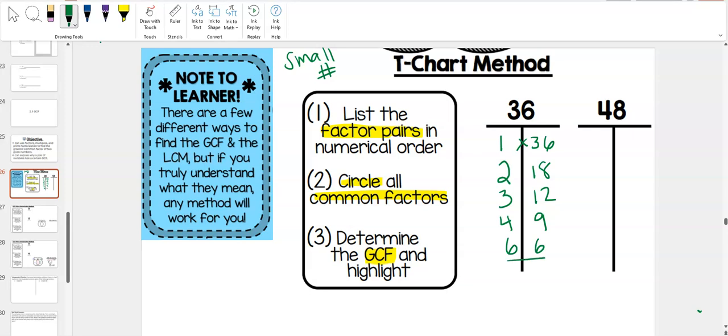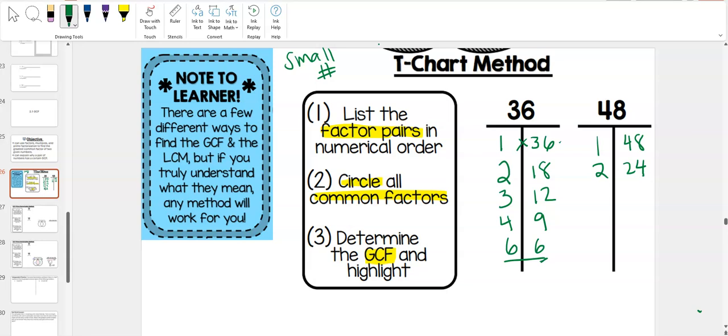And as soon as you get a double, or basically a repeat of a number, you know you're done with your factors, okay? As soon as you get a repeat of a number or a double, you know you're done looking for factors. You've found them all. All right, so we're going to do the same thing over here with 48. So we have 1 times 48 is 48. 2 times 24 is 48.